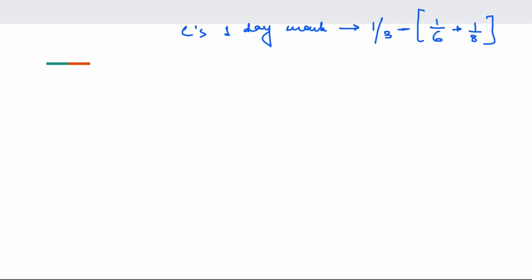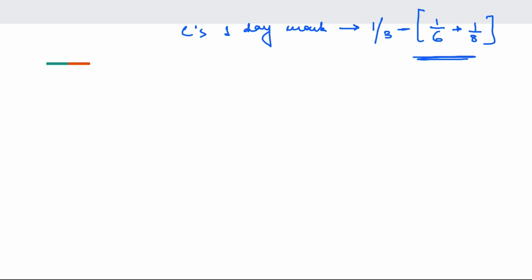So let's solve it. Let's find C's one day work. So let's say C's one day work is what? 1 by 3, because obviously the work was completed in 3 days, so 1 by 3, but minus 1 by 6 plus 1 by 8. Now you people have to answer me why I have subtracted. Obviously A's one day work and B's one day work, because A, B and C, all 3 of them were doing the work together.